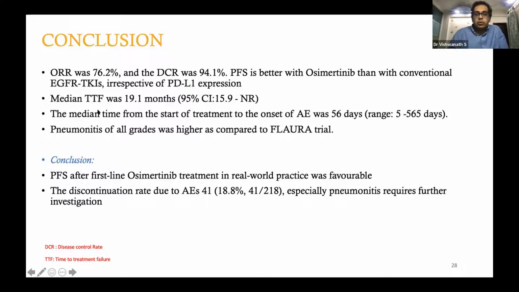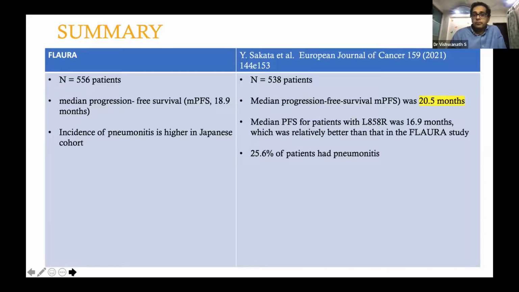And the median time to failure was 19.1 months, and the median time from the start of treatment to the onset of adverse effects was 56 days. And pneumonitis of all grades was higher as compared to the FLAURA trial. So definitely, I think this pneumonitis is something which requires further investigation. And so this is the summary.